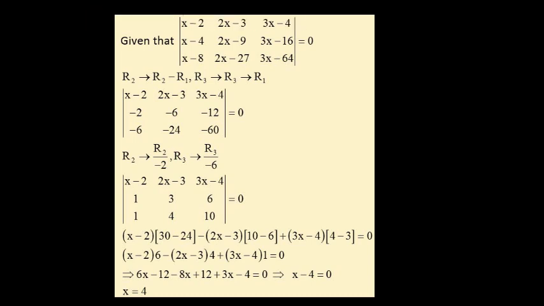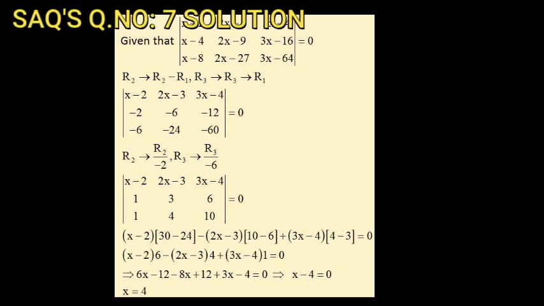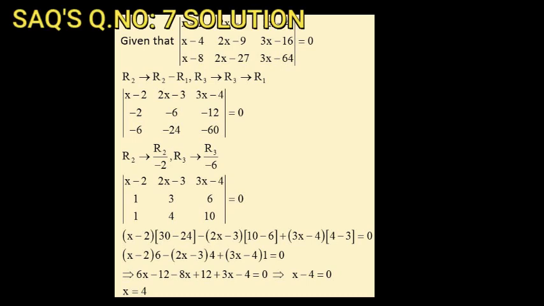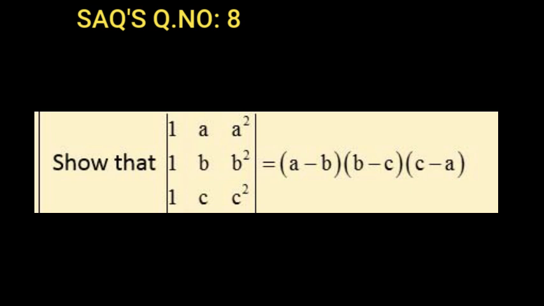Then we get the determinant with rows x minus 2, 2x minus 3, 3x minus 4; 1, 3, 6; 1, 4, 10, equal to 0. Now expanding this determinant using the first row, we get the value x is equal to 4. Okay. Next one is 8th question.